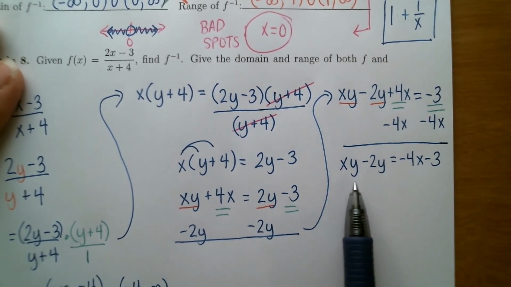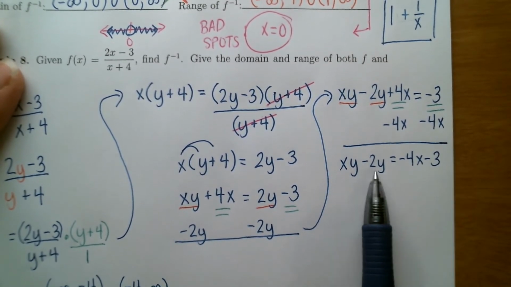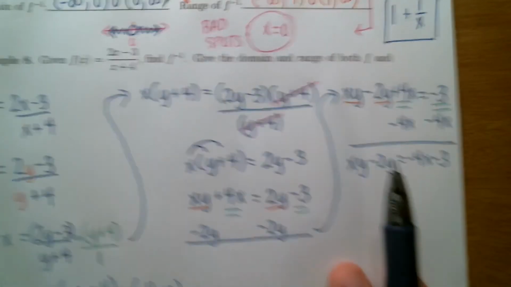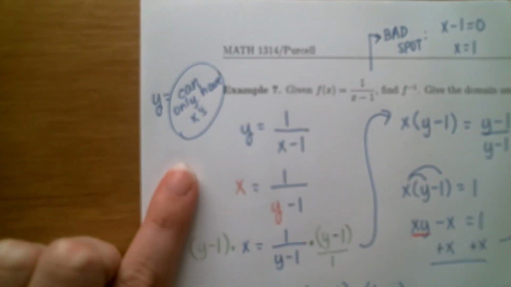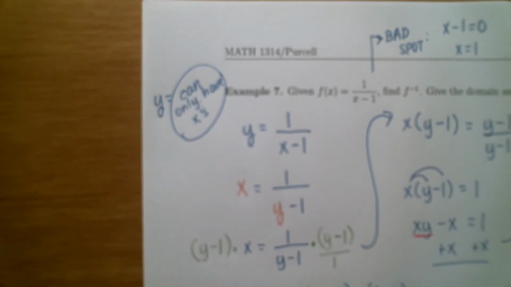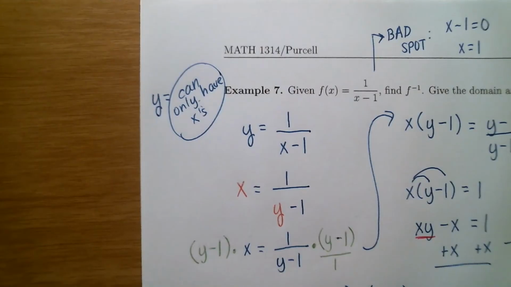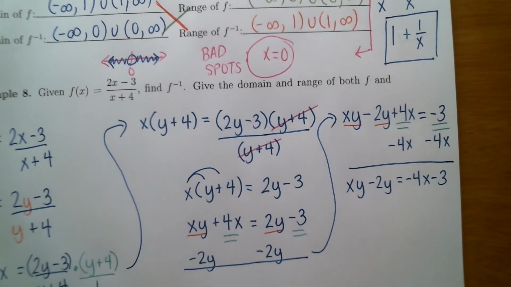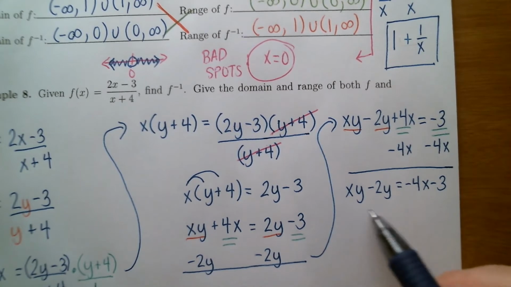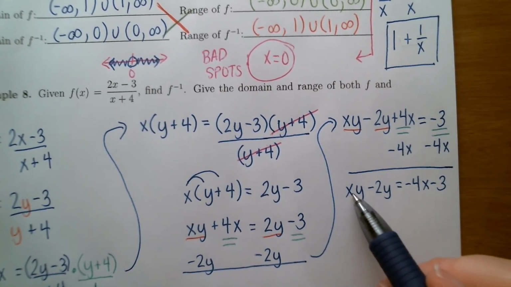And we've got what we want. These both have y's, these do not. We are still not done. It needs to look like this, y equals, with no x's on the other side. So let's keep going. Here's the trick, and this is what you want to remember. This is how you're going to solve for y. The reason we moved everything with a y to one side is that now y is common to both of these pieces.